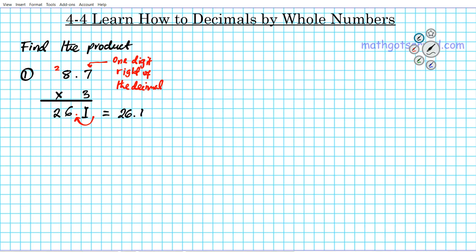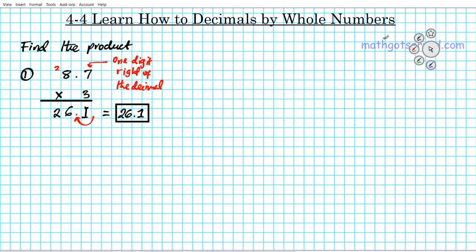Or another way you can look at it is you ask yourself, how many times do I have to move the decimal points in order to get rid of the decimal points in the factors, the multiplier and the multiplicand? So look at 8.7. How many times do I have to move the decimal point to get rid of the decimal point here? You move it only 1 place to the right, right? So you do the opposite with the product. You move it 1 place to the left. You get 26.1. All right, let's take a look at another example.